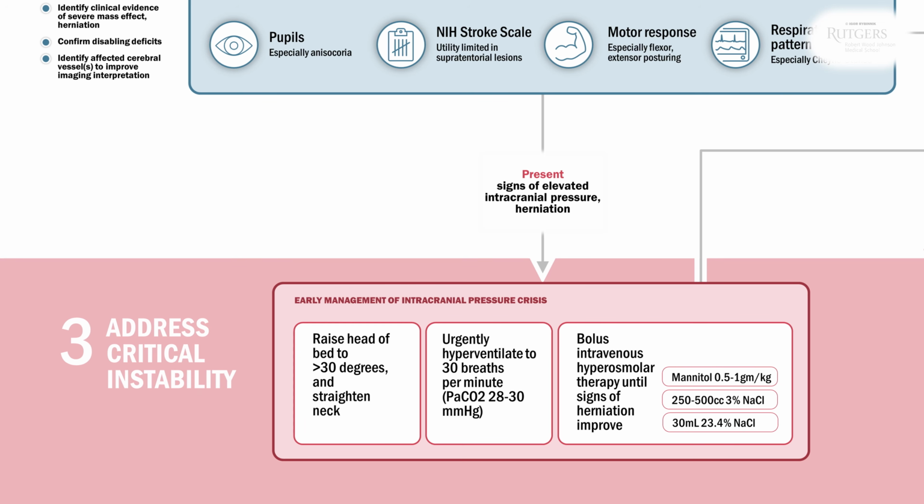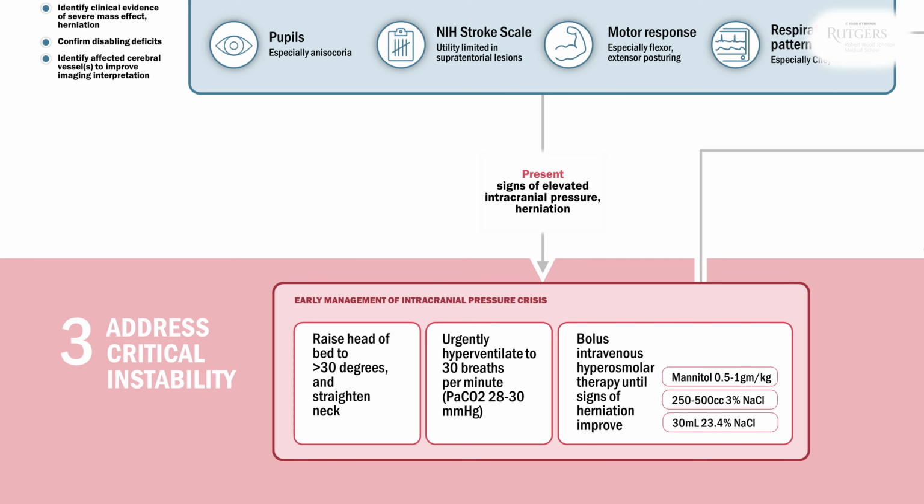Raise the head of bed to over 30 degrees and straighten the neck to improve venous return. Patient will likely be intubated at this point, so start hyperventilation to at least 30 breaths per minute, or CO2 goal of 28 to 30 millimeters of mercury.